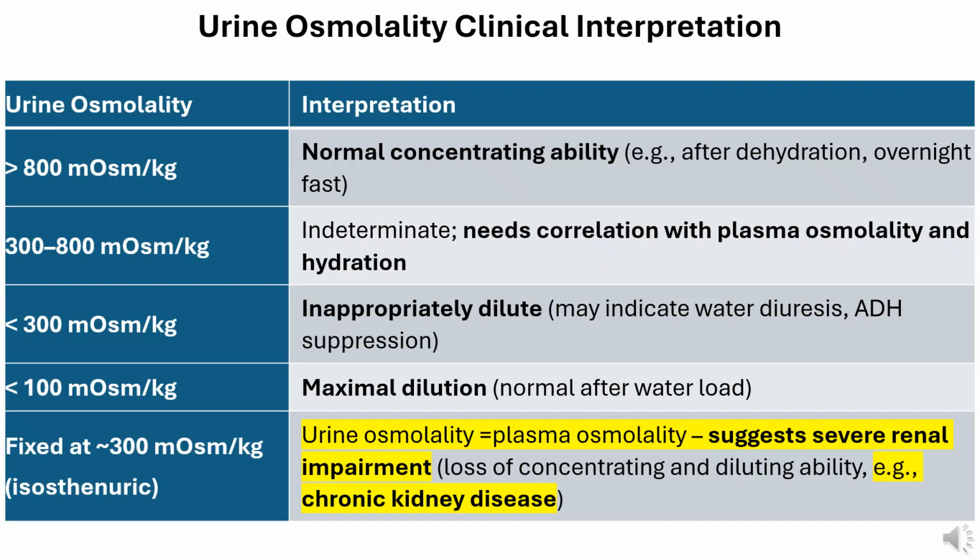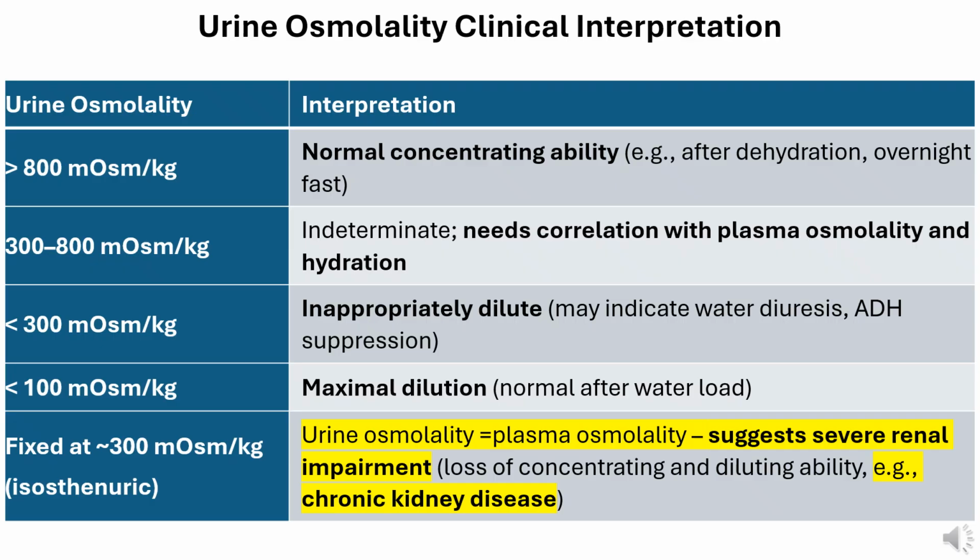Clinical interpretation of urine osmolality. Greater than 800 mosm/kg: normal concentrating ability, e.g., after dehydration or an overnight fast. 300 to 800 mosm/kg: indeterminate, needs correlation with plasma osmolality and hydration. Less than 300 mosm/kg: inappropriately dilute, may indicate water diuresis or ADH suppression.